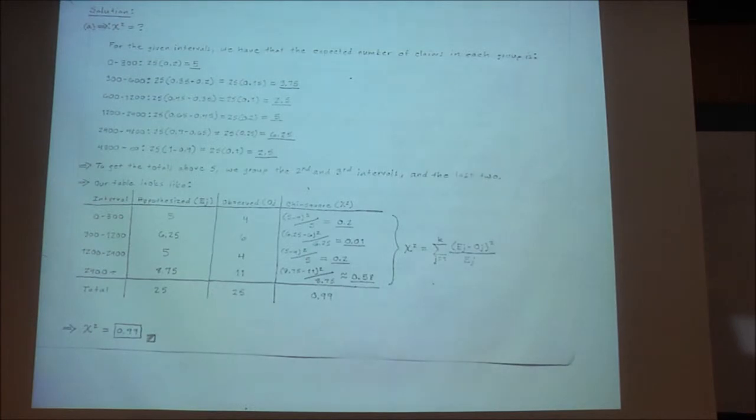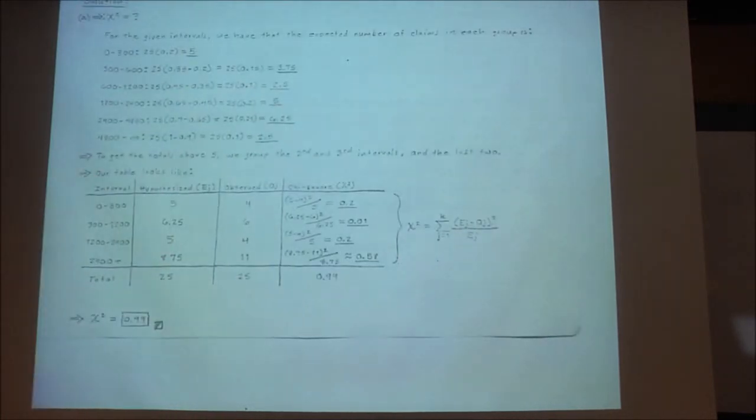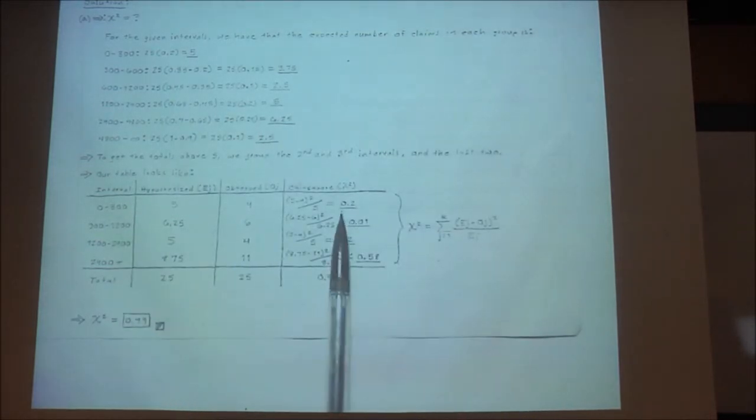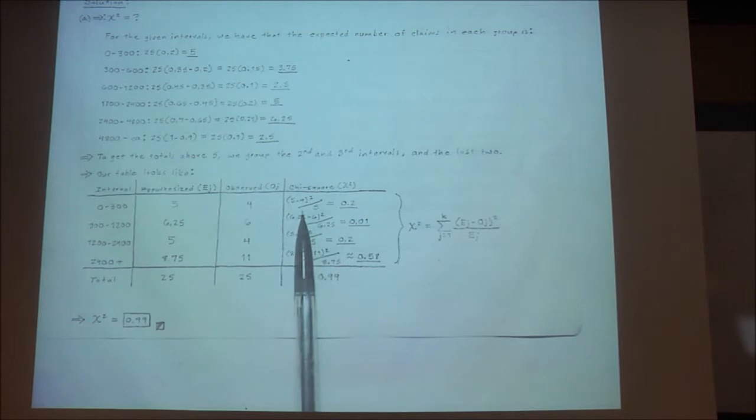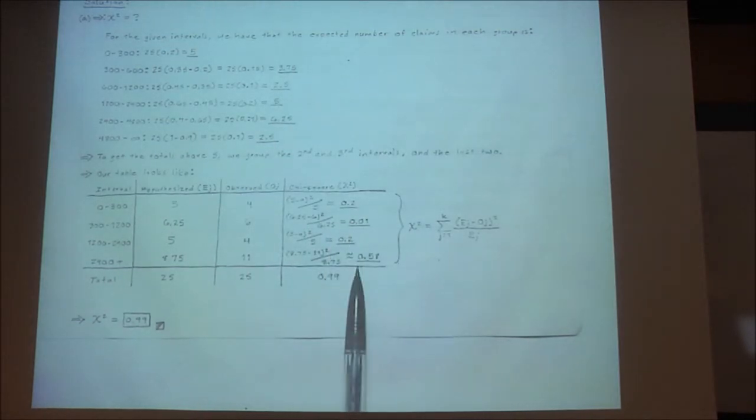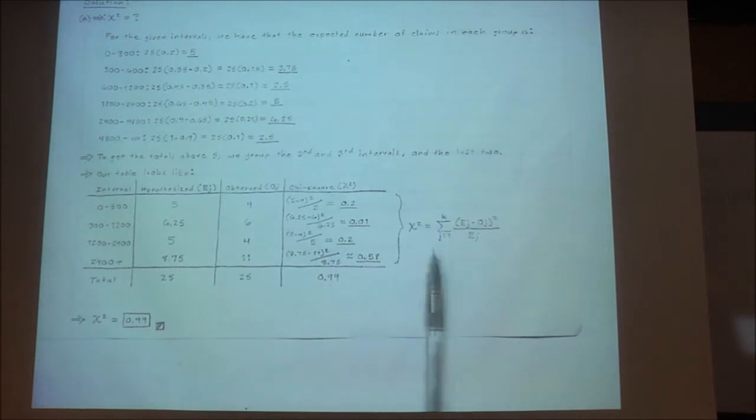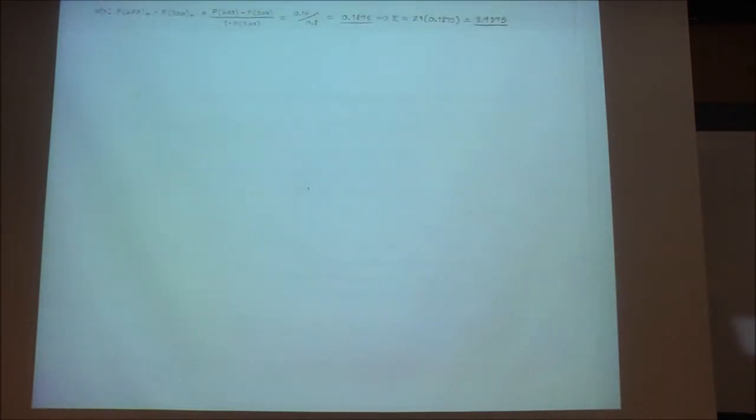It's just pretty simple. The chi-squared statistic, like we said, is the sum of your expected minus observed squared over the expected. Each of these is for each interval, so you get 5 minus 4 squared over 5, 0.2, and so on, and you sum those to get your chi-squared statistic, and you get 0.99. In the second part of the problem, you're asked to recalculate the chi-squared test statistic with your data truncated at 300.